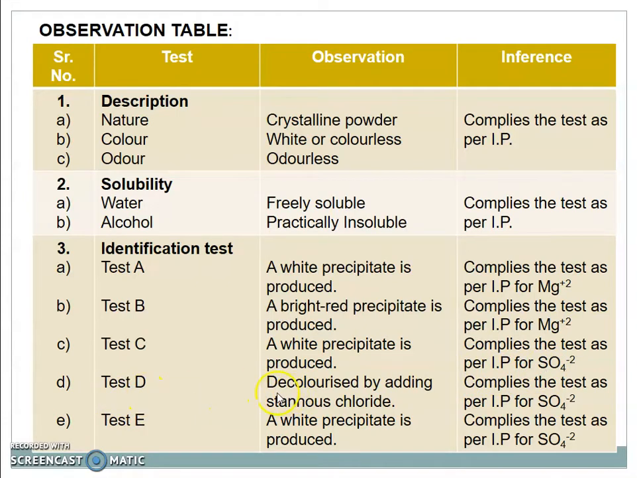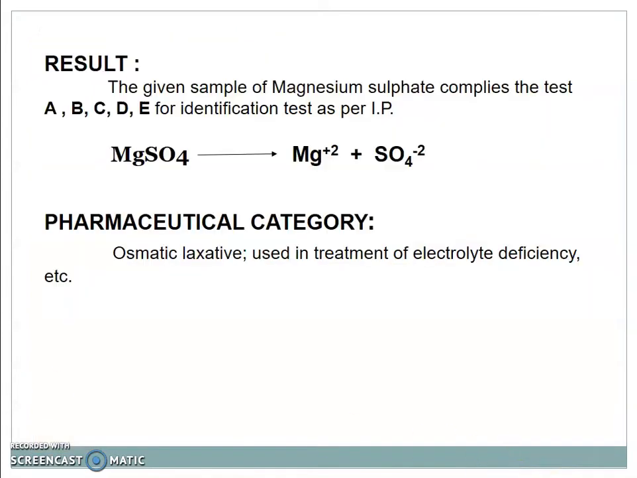Test D, the yellow color is decolorized by addition of stannous chloride, that means complies the test as per Indian Pharmacopoeia for sulfate ions. And test E, a white precipitate is produced, that means complies the test as per IP for sulfate ions. Result: the given sample of magnesium sulfate complies the test A, B, C, D and E for identification test as per Indian Pharmacopoeia. On ionization, magnesium sulfate gives magnesium and sulfate ions. Pharmaceutical category is osmotic laxative and it is used in the treatment of electrolyte deficiency.